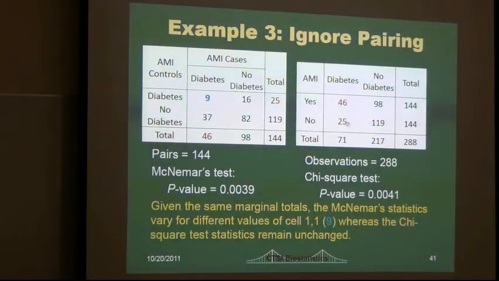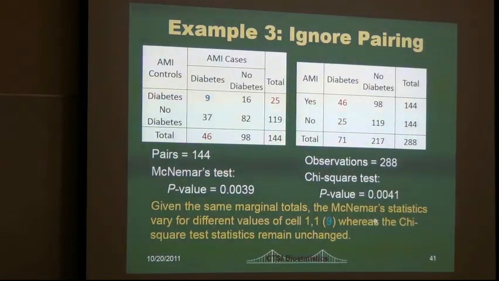Because you don't have any more information about the pair, you can't say that, out of the 46 in this group and 25 in this group, 9 of them have both subjects with diabetes, right? So you lose that information. You don't use it in the test statistic if you ignore the pairing. So in this case, you have 288 observations, and you would use a chi-square test. The p-value in this case is 0.041. So your conclusion in this example, by ignoring the pairing, remains the same as the McNemar test. But this is an incorrect test.